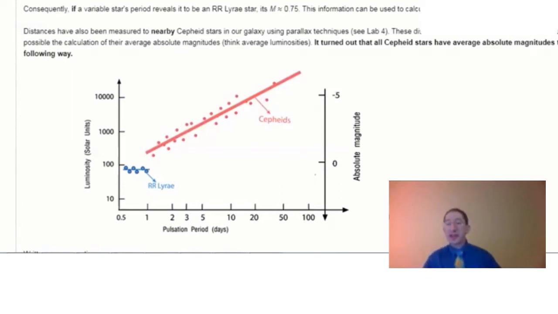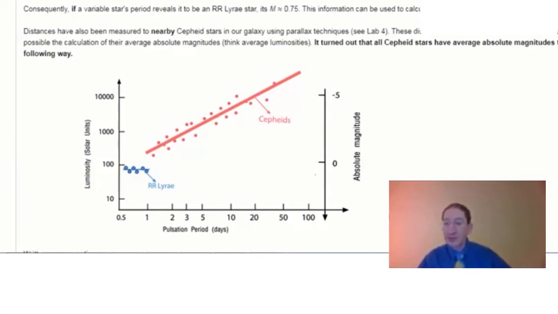We can then use that information to determine the distances to RR Lyrae that are much farther away. We find a variable star, and its period is less than 1 day, telling us it's an RR Lyrae. We then know its average absolute magnitude. And all we have to do is measure its average apparent magnitude. Then using the equations above, we can calculate its distance away. Same deal with the Cepheids.